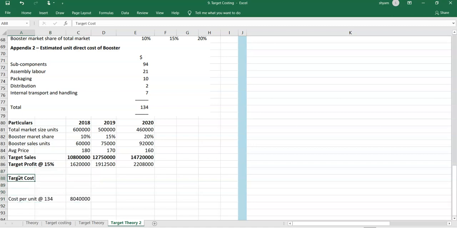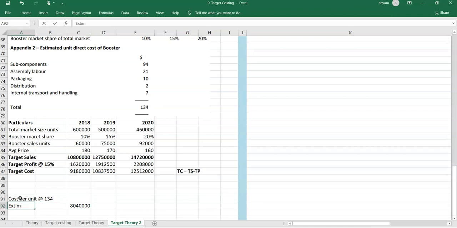So wait, we have to get the target cost, right? Target cost is nothing but target sales minus target profit. So we have to produce the product within this price, right? So if you want, we'll put here TC equals TS minus TP. So what should be our estimated profit? We'll just try to find it out.